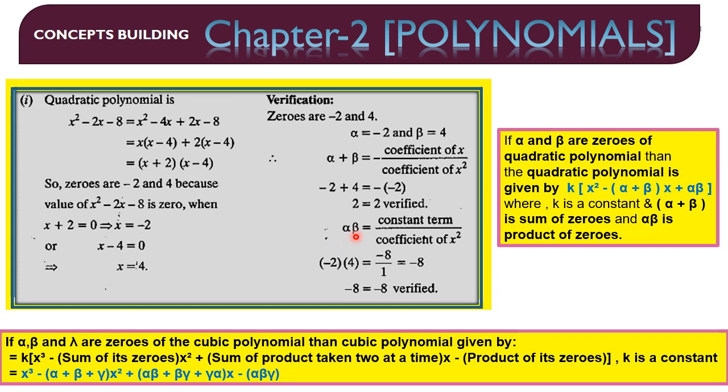Same way, product of zeros is equal to the constant term divided by the coefficient of x square. Substitute the values on both sides. In both the cases you are getting minus 8, means verified. So in this way we can apply these concepts in questions related to formation of quadratic or cubic polynomials. I hope this is clear.